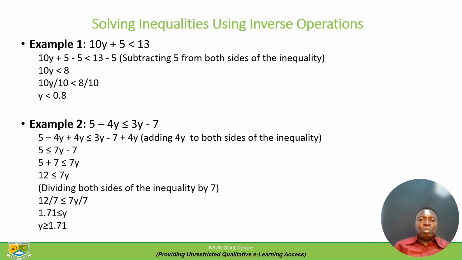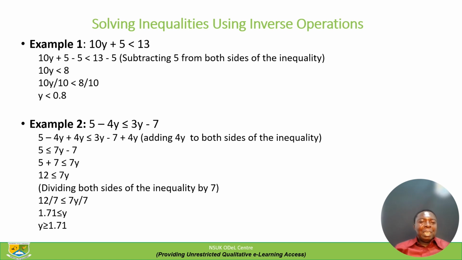So, solving inequality using inverse operations. When we're using inverse operations, let's take example 1: 10y plus 5 less than 13. So you will now pick 10y plus 5 minus 5 less than 13 minus 5. That means we are subtracting 5 from both sides of the inequality. 5 minus 5 goes, and 13 minus 5 is 8.